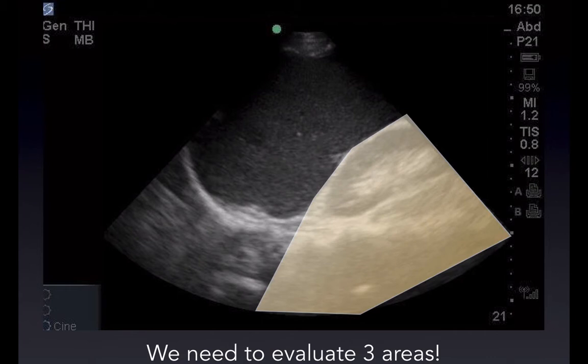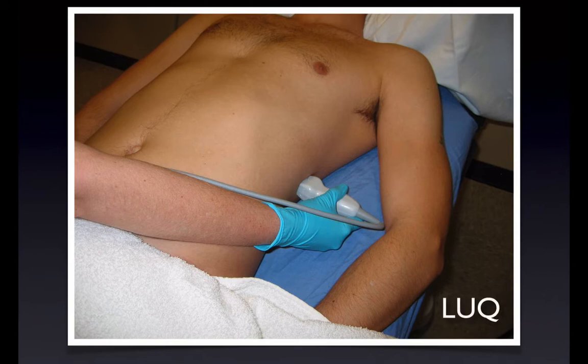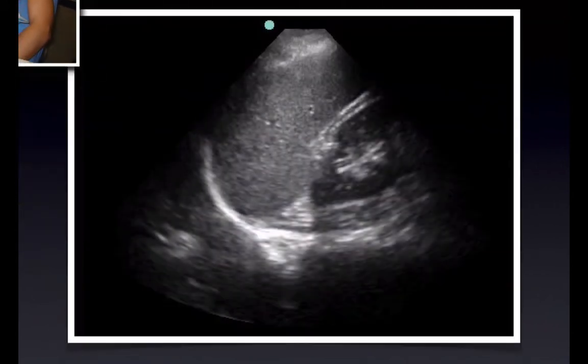And again, as a reminder, anything that you see behind this line is basically in the retroperitoneum. So you might find a renal abscess or renal cyst, but nothing that is actually of clinical significance, probably during the FAST exam.